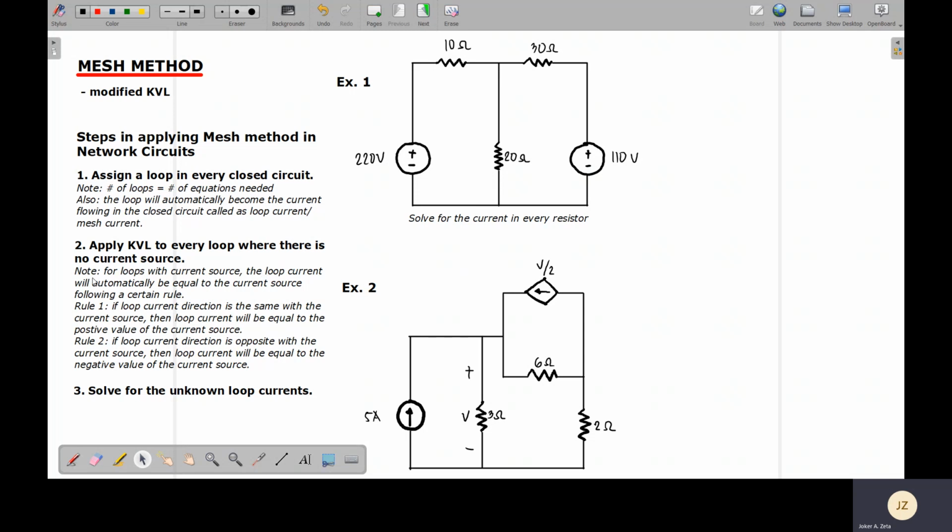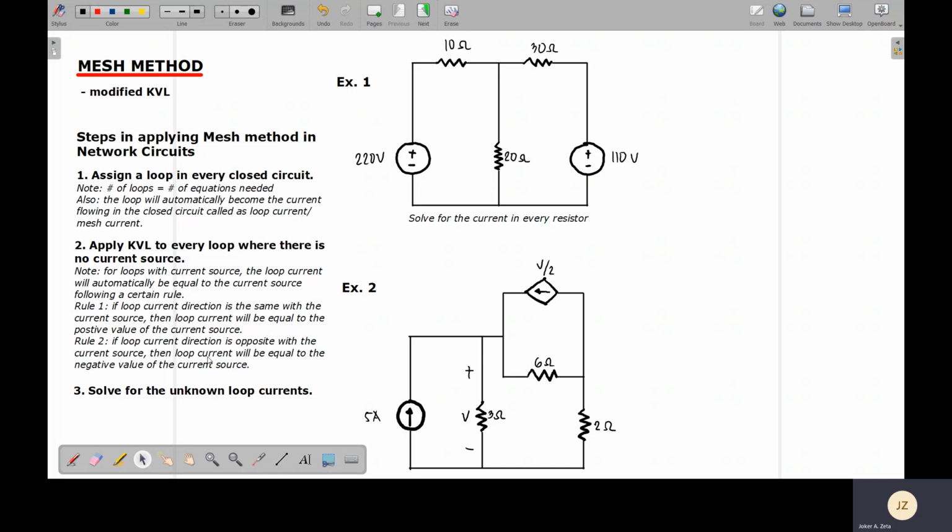Note for loops with current source, the loop current will automatically be equal to the current source following a certain rule. Rule 1, if the loop current direction is the same as the current source, then the loop current will be equal to the positive value of the current source. Rule number 2, if the loop current direction is opposite to the current source, then the loop current will be equal to the negative value of the current source.